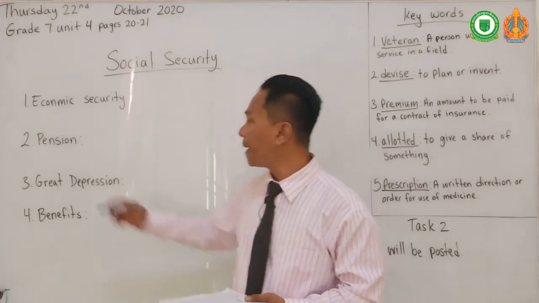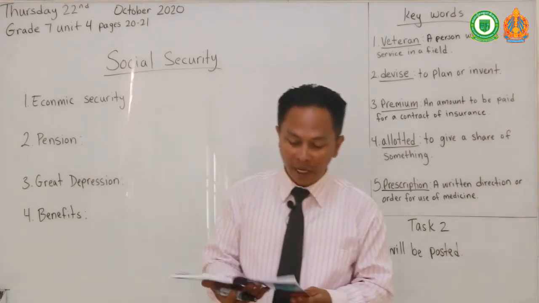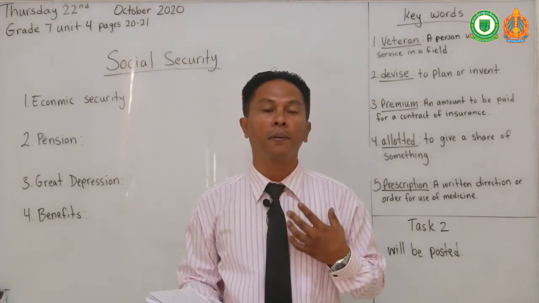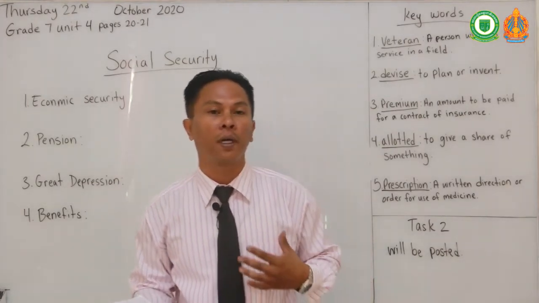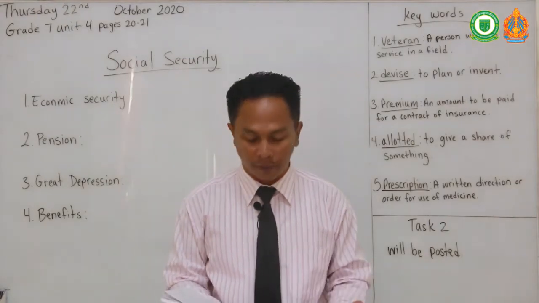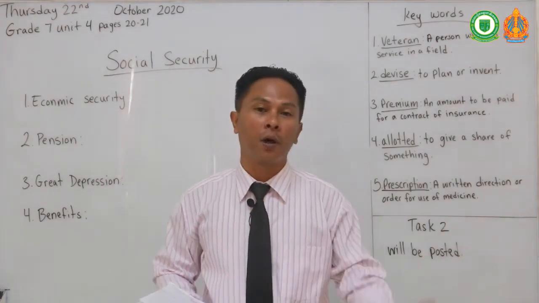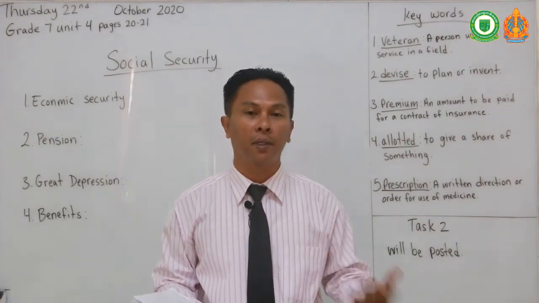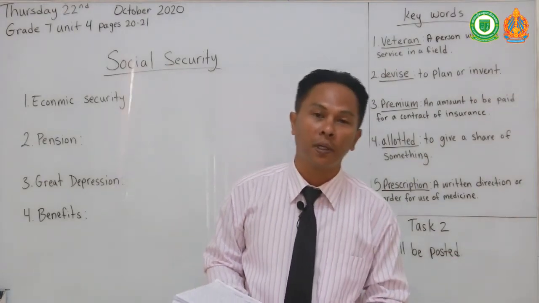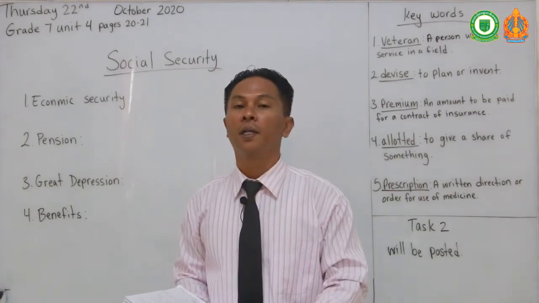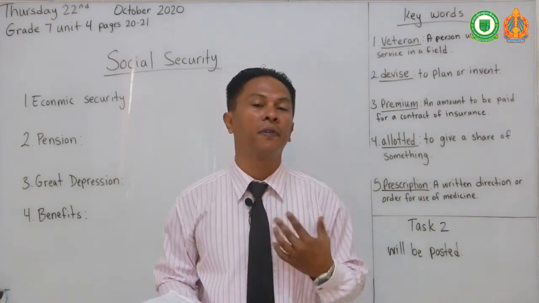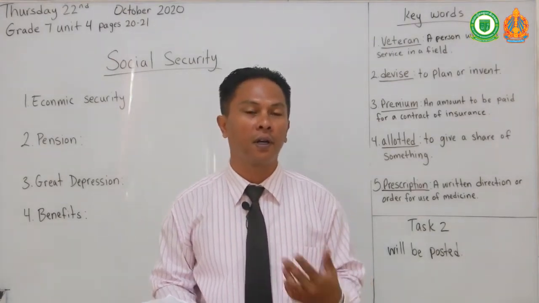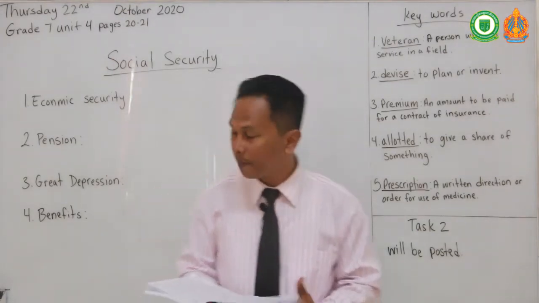Number 2, pension. Okay, when we talk about pension, it's a monthly income for people that no longer work for the company that they used to work for a long time. Like if you are in the army or the Navy, anything that has to do with military, you could become a veteran. For example, a teacher can become a veteran also, but they have to be in that field for a very long time for them to become a veteran, okay?